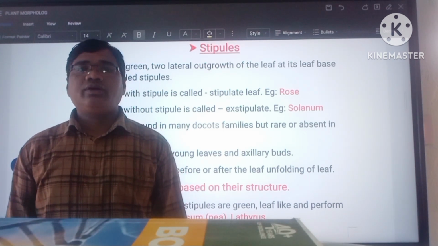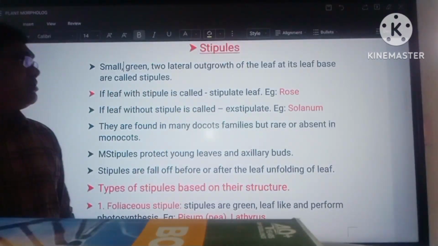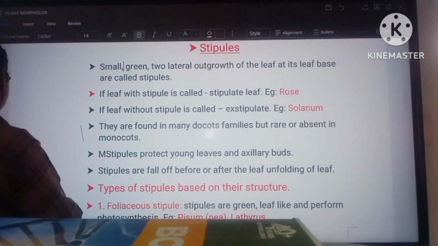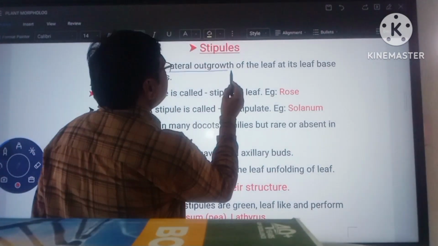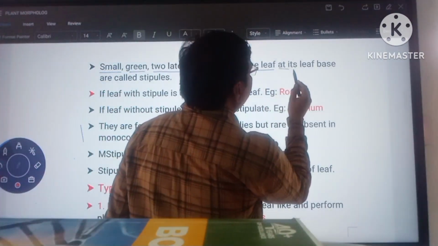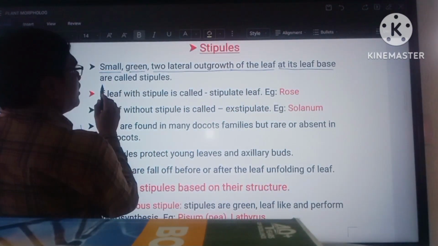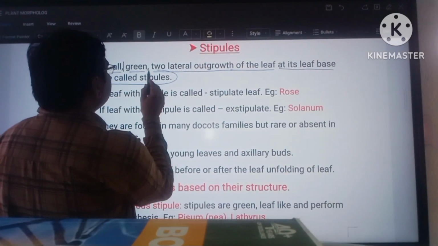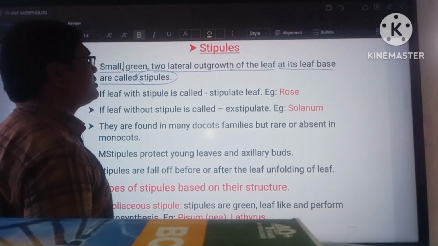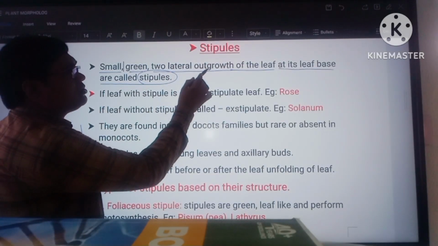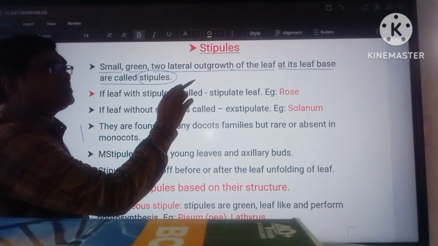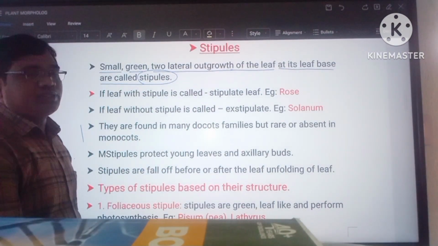What is the definition of stipule? Stipules are small green lateral outgrowths of the leaf at its base. What is the definition of stipule? Small green, two lateral outgrowths of the leaf at its leaf base are called stipules.